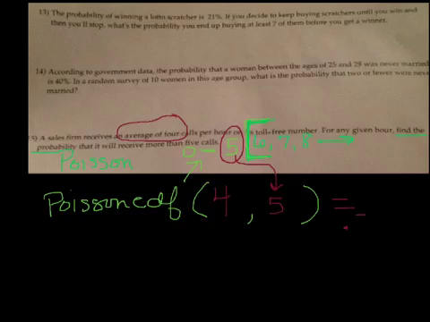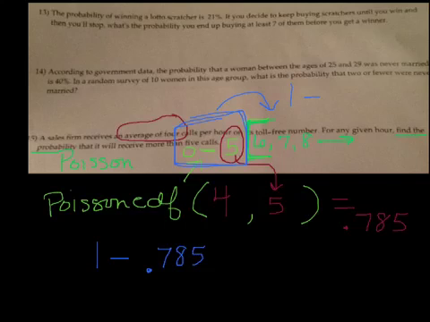0.785. I don't want 0.785. And the reason I don't want that is because that's the probability from 0 to 5. I want the complement of that, which is always 1 minus whatever you got on the other side. So I've got to do 1 minus 0.785, and that gives me 0.215. That's my final answer.